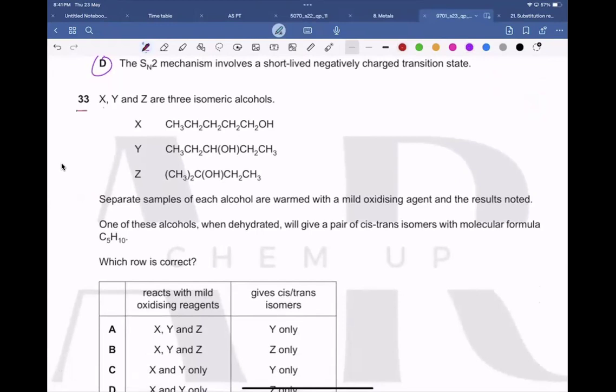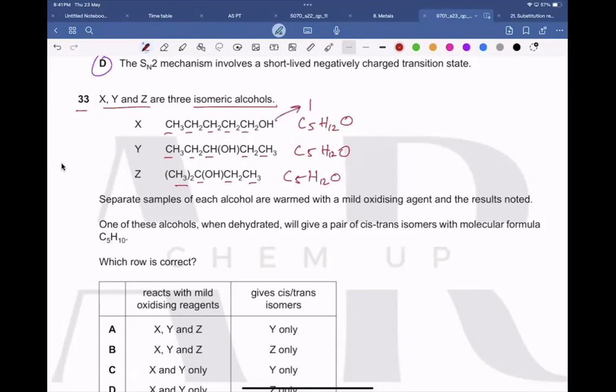Question number 33. X, Y, and Z are 3 isomeric alcohols. Okay, 1, 2, 3, 4, 5 carbons, so it's C5H12O. And this one is also C5H12O. And this one, 2, 3, 4, 5, is also C5H12O. Okay, all of these are alcohols. So if you see, this one is a primary alcohol, this one is a secondary alcohol, and this one is a tertiary alcohol.